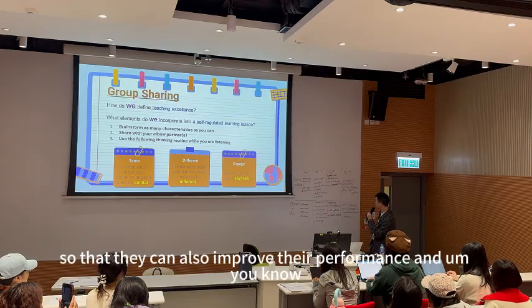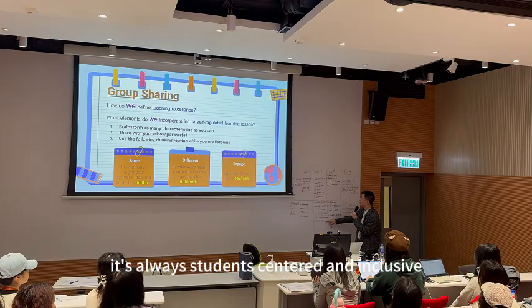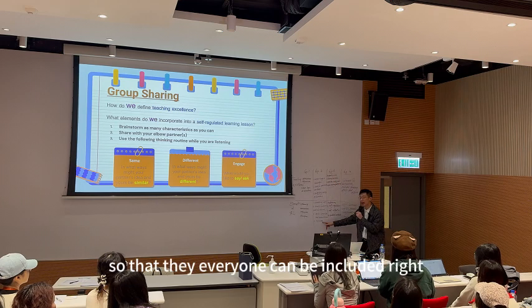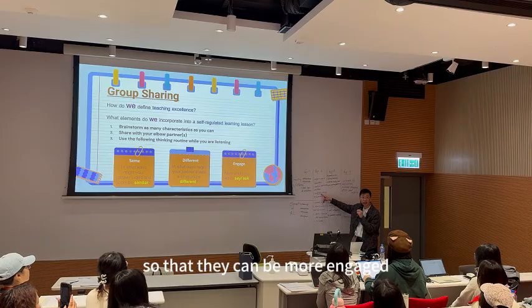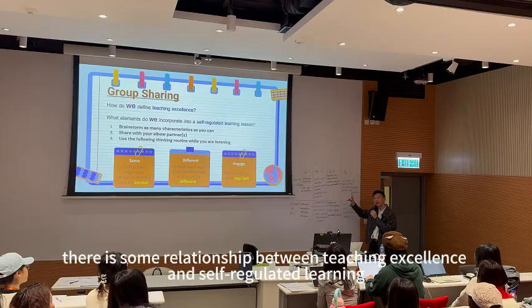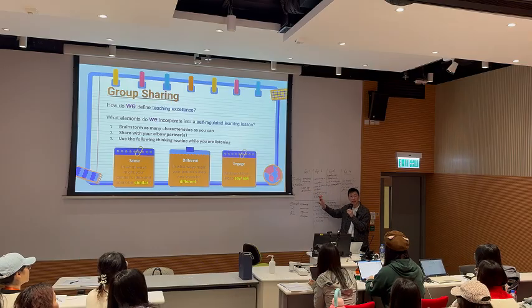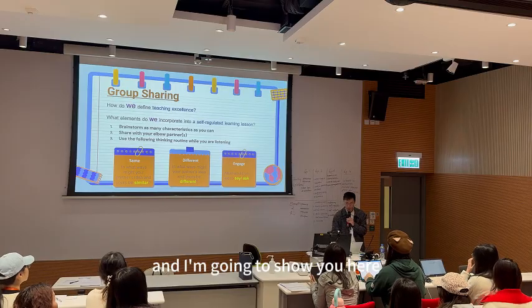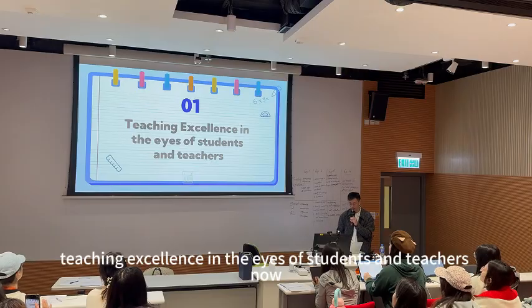And it's always student-centered and inclusive so that we can engage. We engage our students so that everyone can be included, right? And the lesson should be student-centered so that they can be more engaged. You can see there is some relationship between teaching excellence and self-regulated learning. And I'm going to show you here: teaching excellence in the eyes of students and teachers.